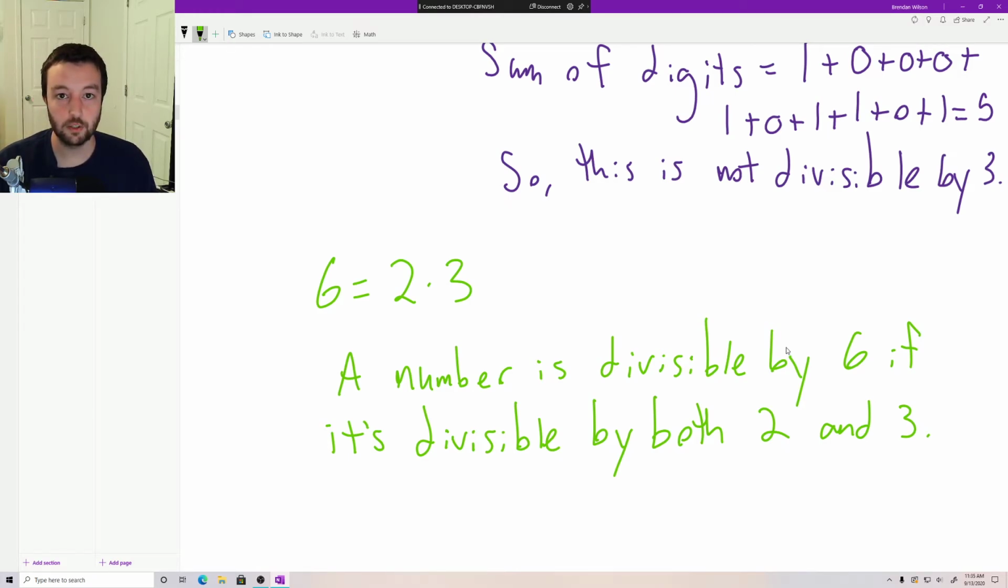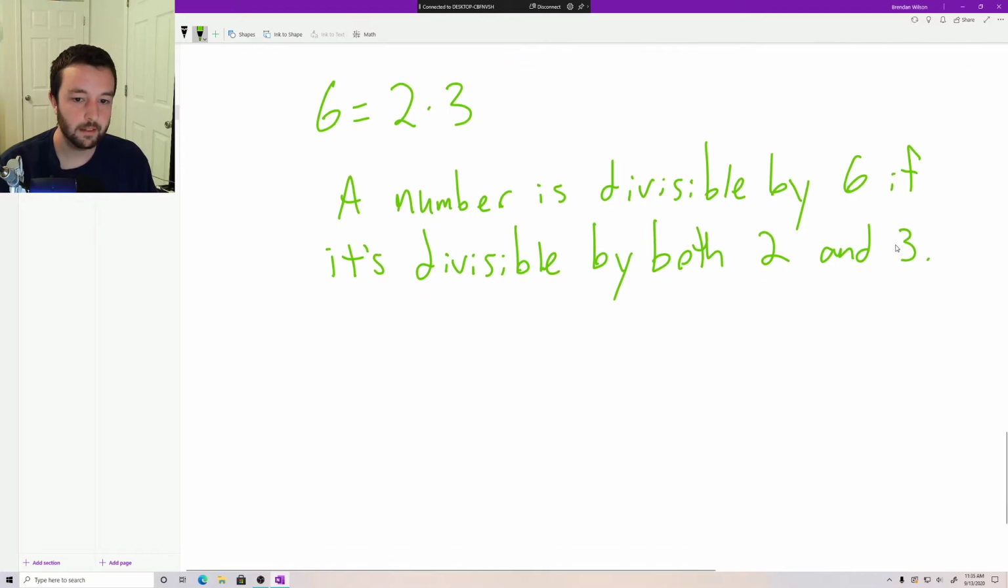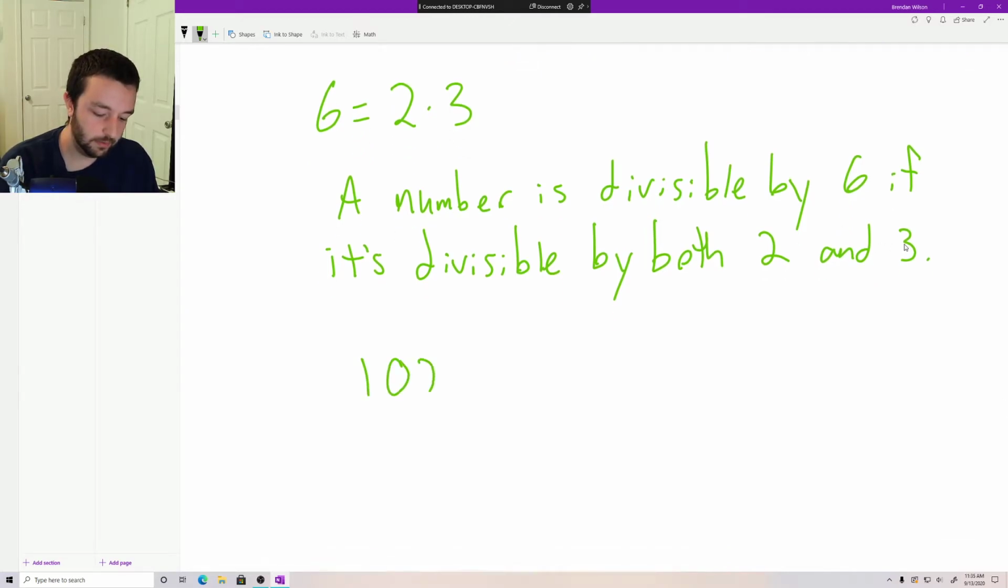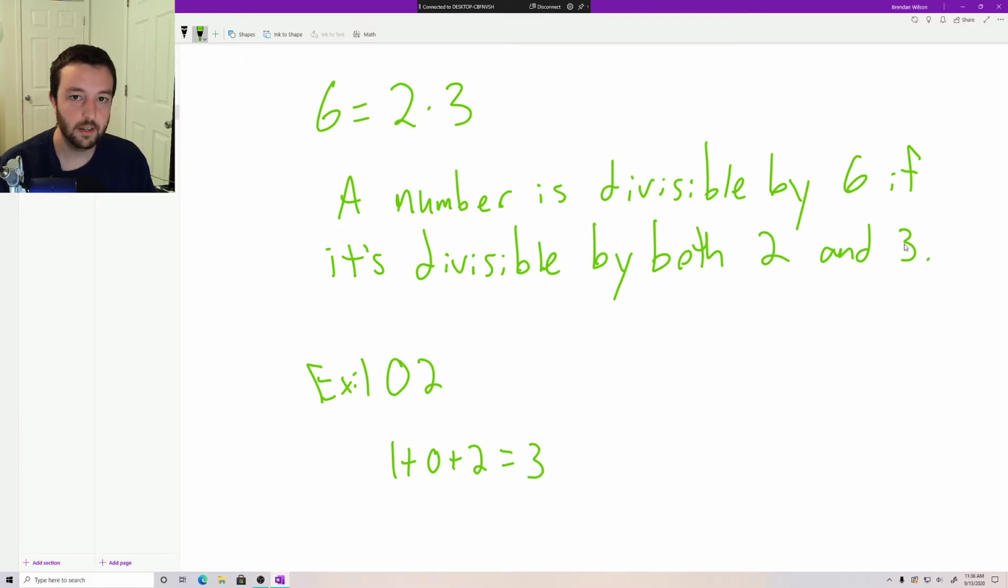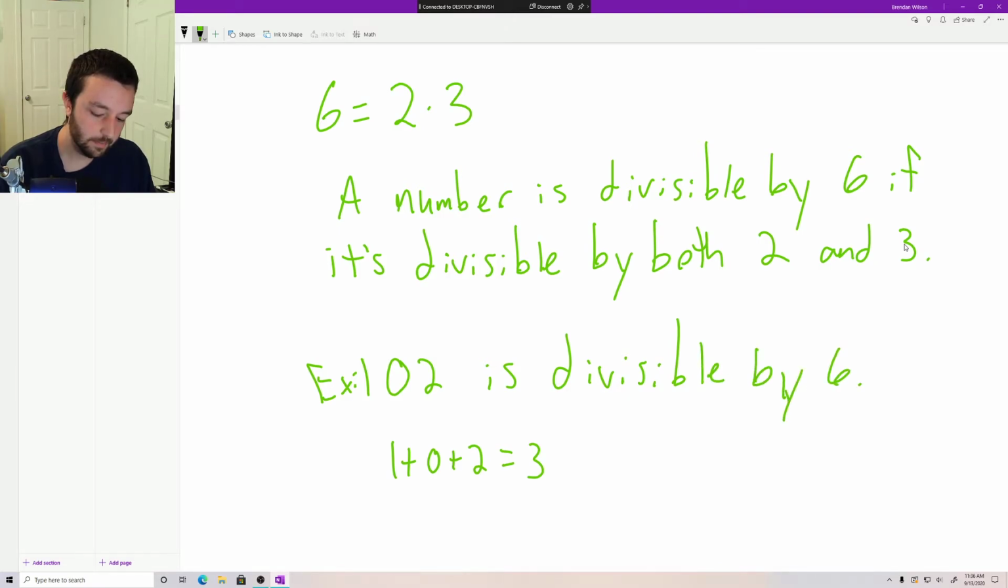So no number we've looked at so far fits this criteria. What about 102? 102 ends in 2, so it's divisible by 2. Its digits, the sum of them, would be 1 plus 0 plus 2, which is 3. 3 is divisible by 3. So it is divisible by both 2 and 3. So it is divisible by 6. So this is how we can combine rules.